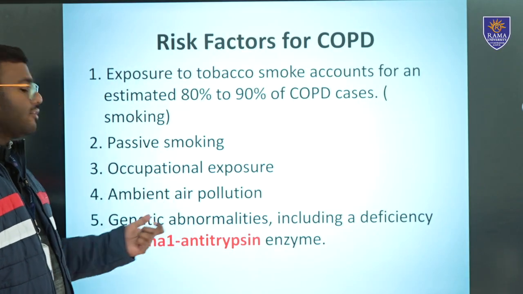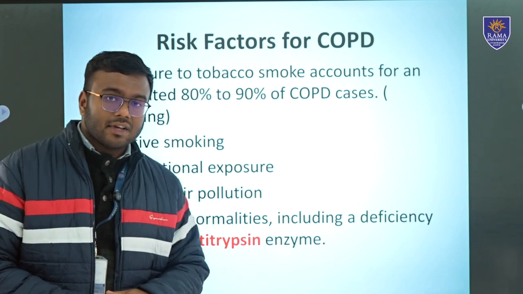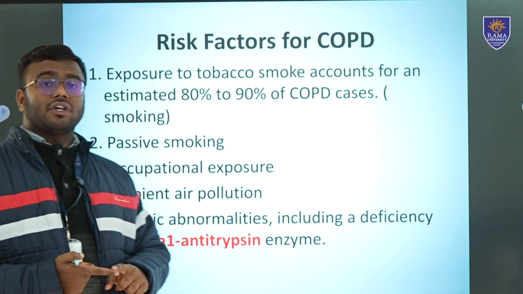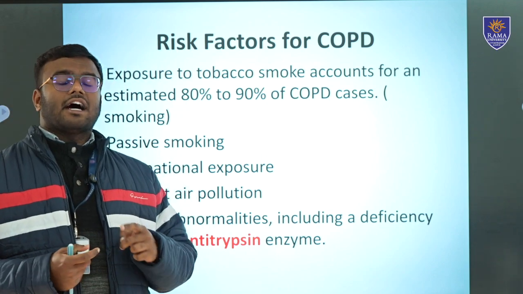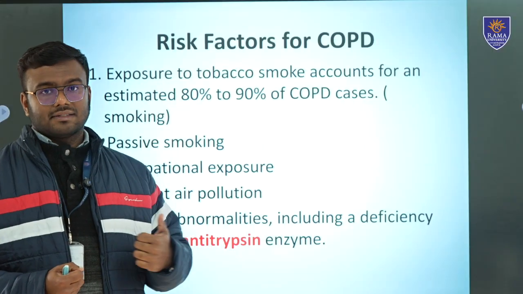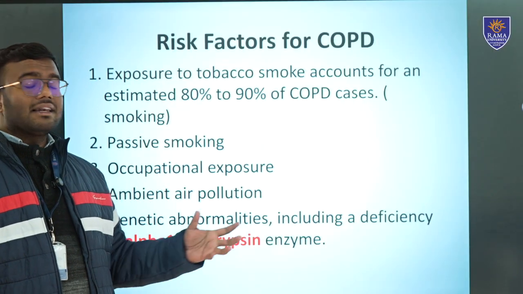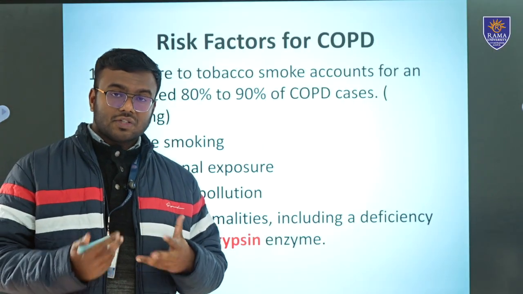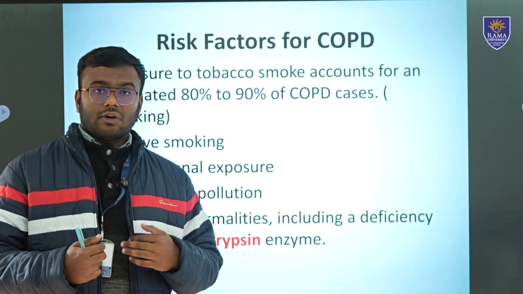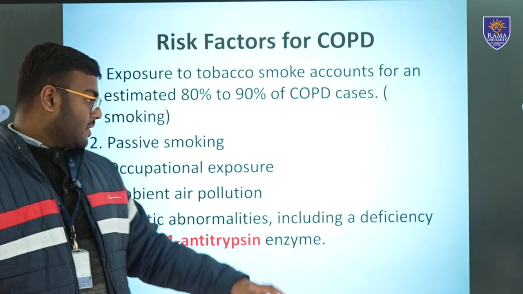Actually, what is alpha 1 antitrypsin enzyme? It is an enzyme which is produced in the liver, and after it is produced it is sent to the lungs, as it protects the lungs from all the infections which have occurred or will take place in future.